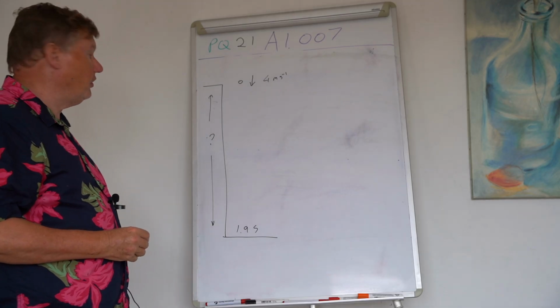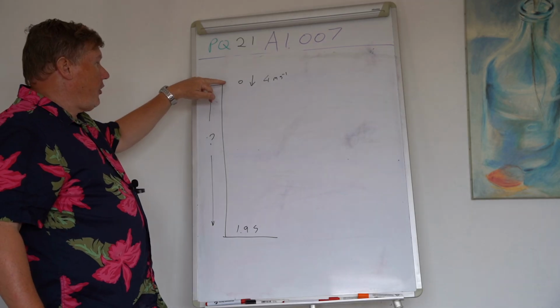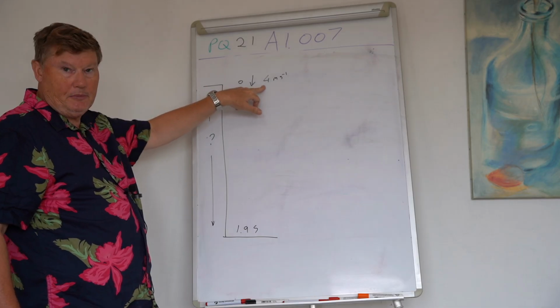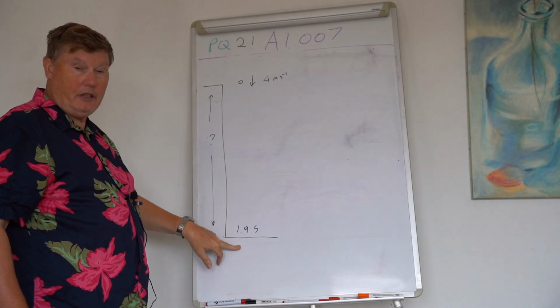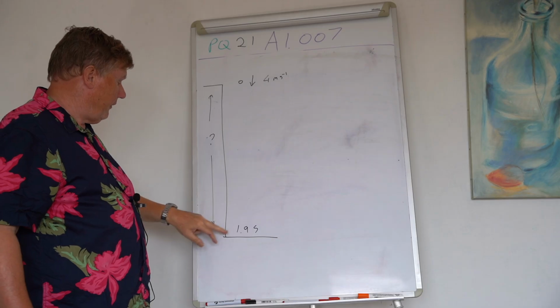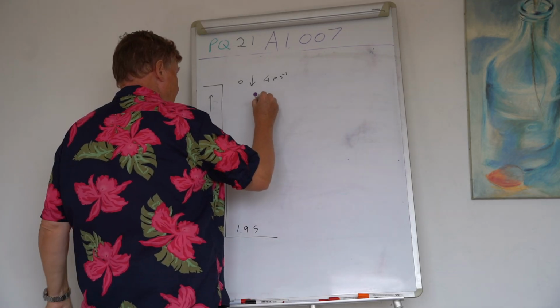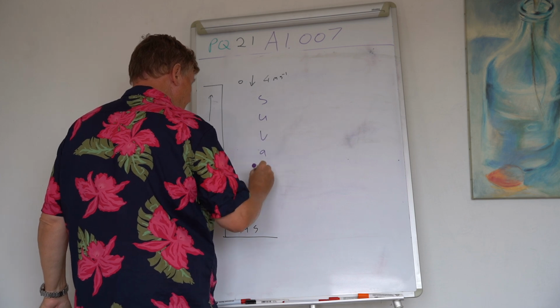Okay, so welcome back. We're doing practice question 21. A rock is thrown vertically downwards from a tall tower at 4 meters per second. It hits the ground 1.9 seconds later, and we have to determine the distance it's fallen. Let's write down SUVAT and see what we have.